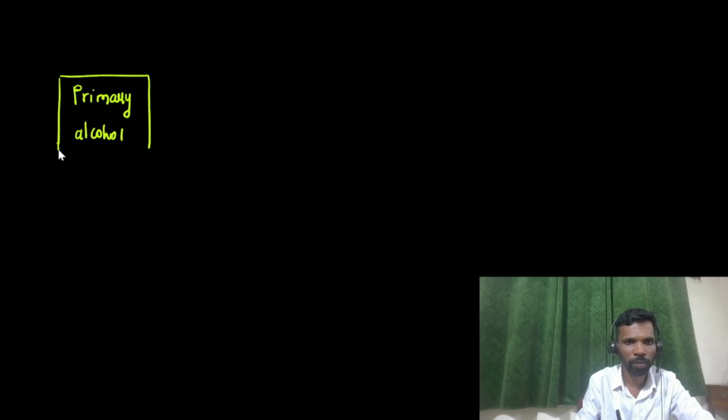Next part, I'll write over here. You have to remember this flow chart. Primary alcohol. If this is the primary alcohol, and you do the oxidation of the primary alcohol, what you get is aldehyde.